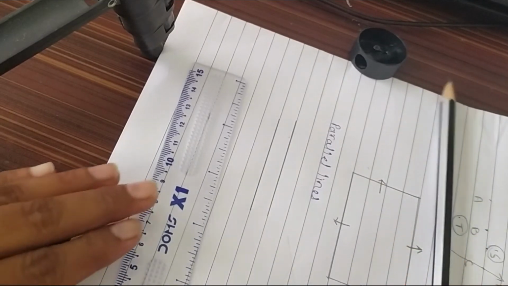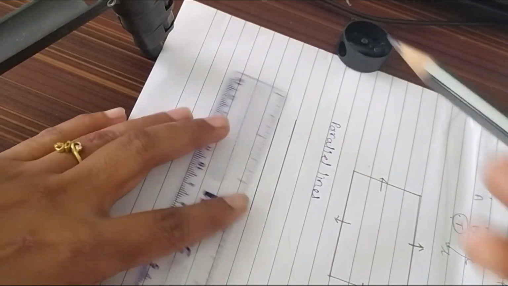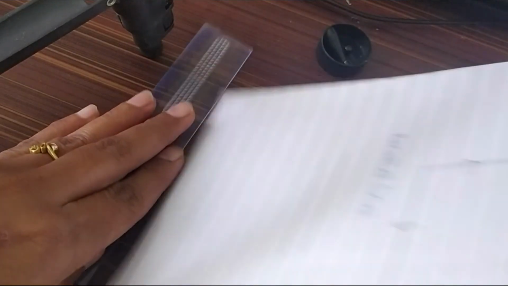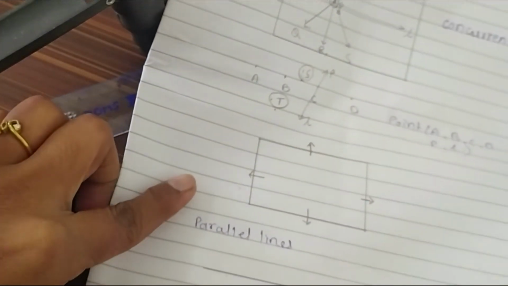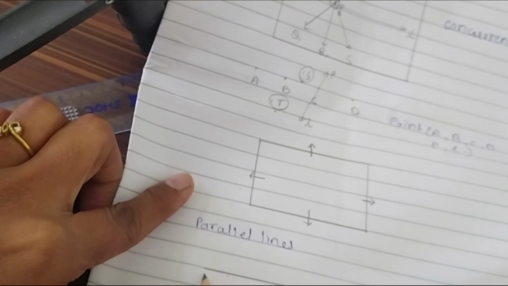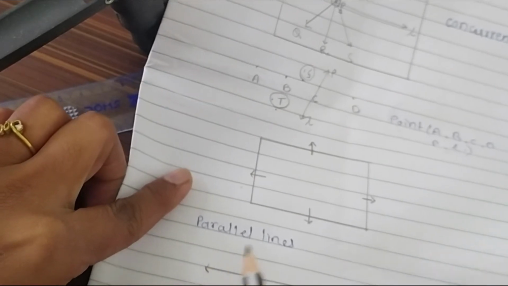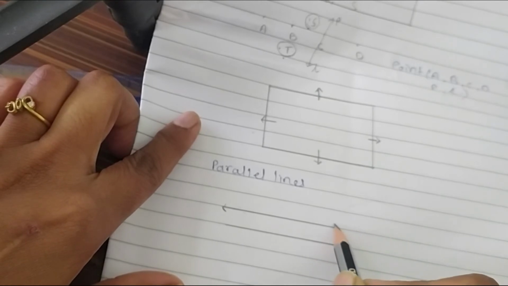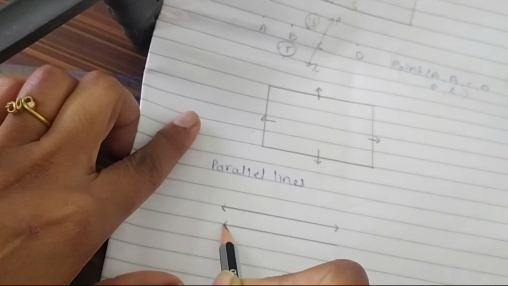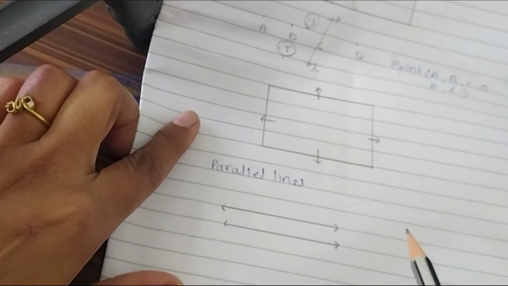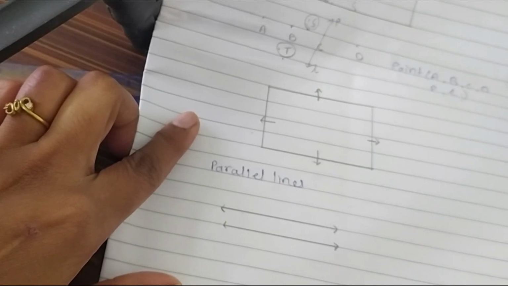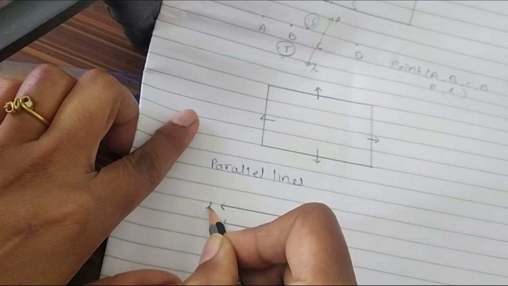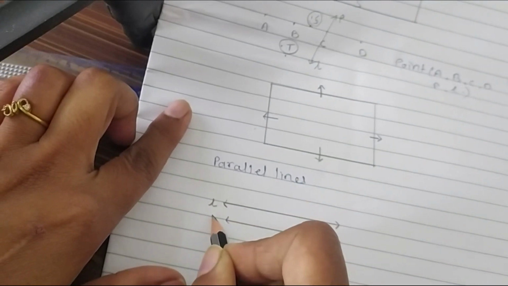Let's draw the parallel lines. These two lines are the parallel lines. You must show arrows on both sides of the line. Give names to the lines. Line L, line M.